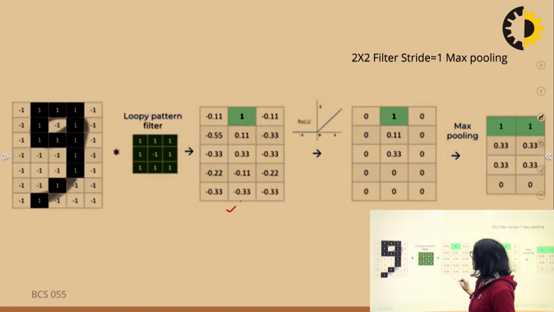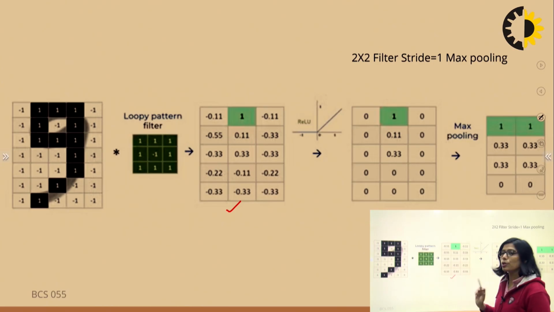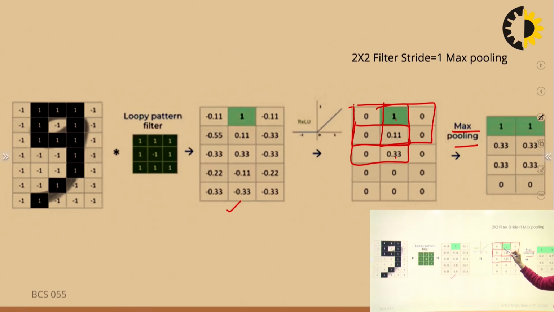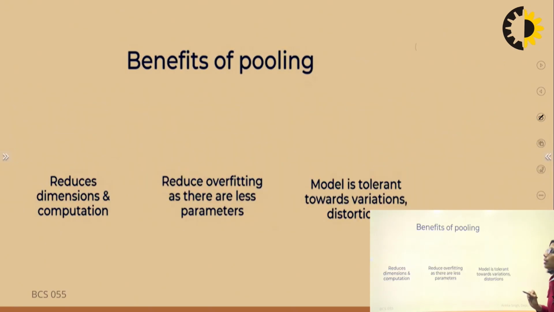For example, by applying a loopy pattern filter, I got this image. Then I applied the ReLU function, I got this, and all the negative values have been put to 0. Now in max pooling, we make a 2x2 filter and I look over here. I am applying max pooling, so here the maximum value is 1, so I will put 1 over here. Next, the maximum value is again 1, so I put 1 over here. Then next, the maximum value is 0.33, so I put 0.33 over here. Then again next, 0.33. Similarly, we will apply max pooling to the entire image and we will receive this as a result.